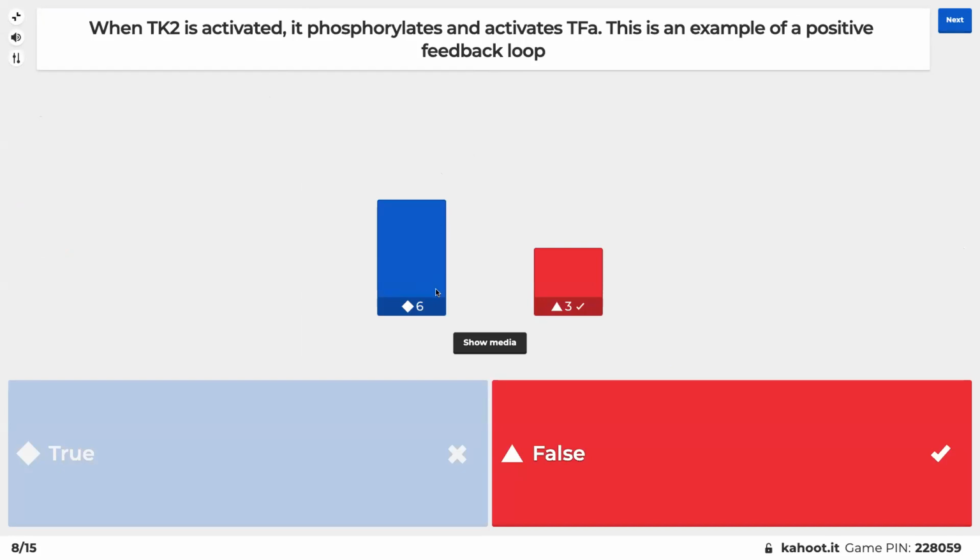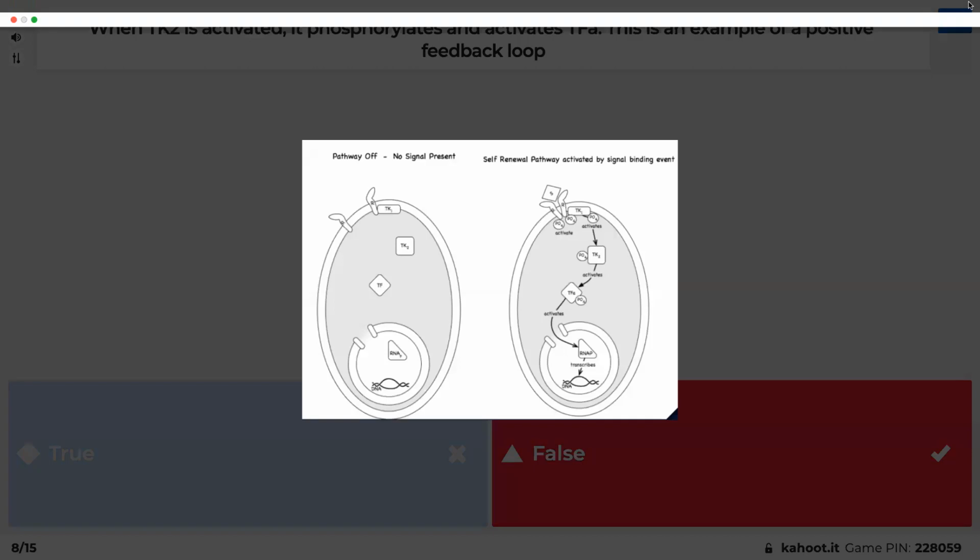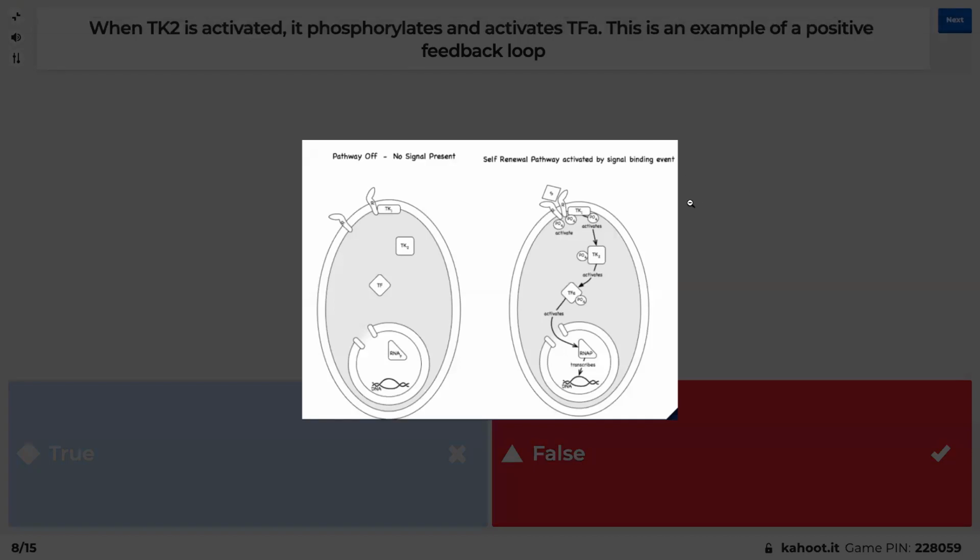Okay, so we'll go over this one. The question was, when TK2 is activated, it phosphorylates and activates TFA. I asked if this is a positive feedback loop, and the answer is no, because this is not an example of a downstream component regulating an upstream component. This is just the regular path of this cell signaling pathway. If an activated TFA caused the phosphorylation of TK2, because TFA is downstream and TK2 is the upstream element, then we would be seeing a positive feedback loop. But because what's being phosphorylated is downstream of TK2, it's just the regular pathway.